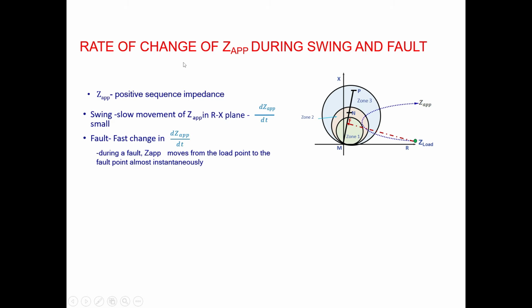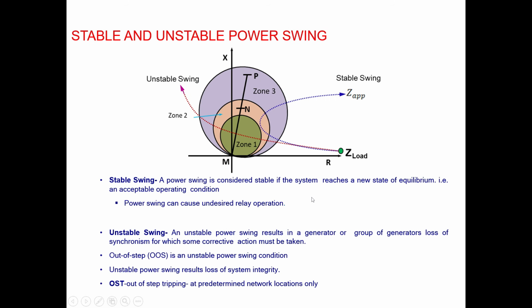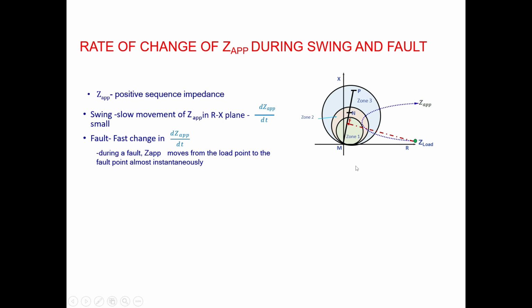So, what is the concept behind the rate of change of apparent impedance? This is the same drawing which I have already shown. Here, this is the impedance during the load conditions. Whenever there is a fault or a power swing, in both cases the impedance will keep on changing, and it might reach inside the zone. In case of a fault, the impedance moves from Z load to the impedance area very fast, whereas in case of a power swing, it is a slow process.